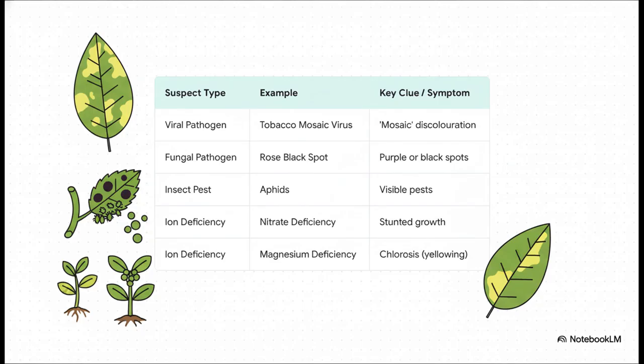See that weird mosaic pattern on the leaves? Your prime suspect should be tobacco mosaic virus. Purple or black spots on a rose? That's screaming rose black spot fungus. And really pay attention to that stunted growth. It's a classic sign of a nitrate deficiency. And why is that? Well, plants need nitrates to make proteins, and proteins are the building blocks for, well, everything. No proteins, no new cells, no growth.